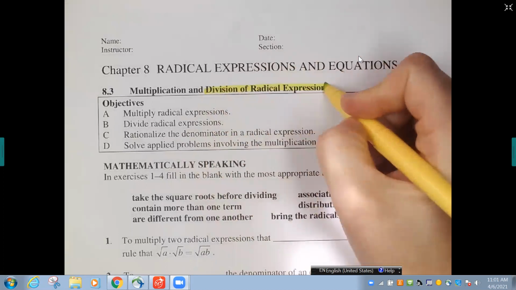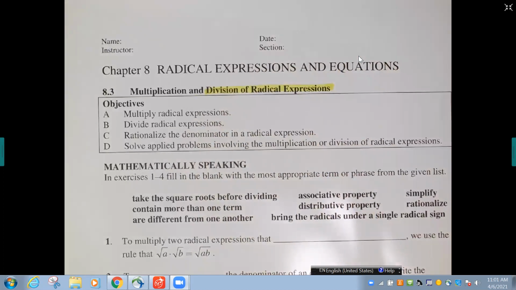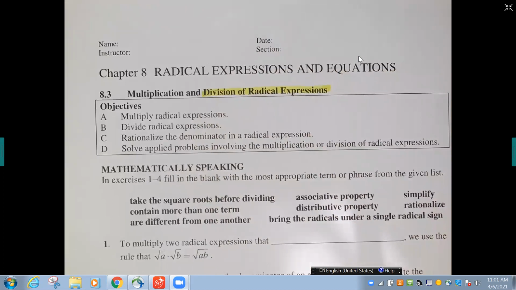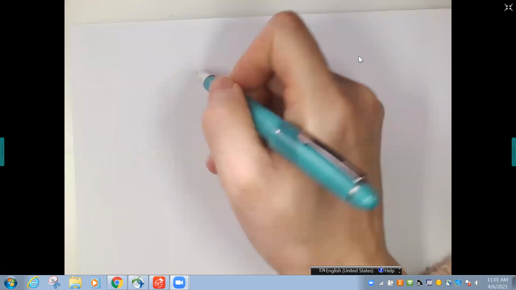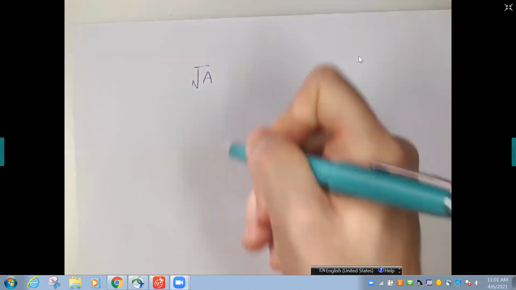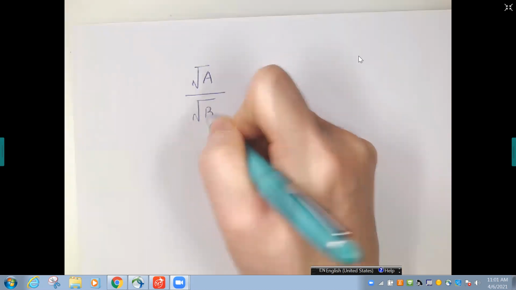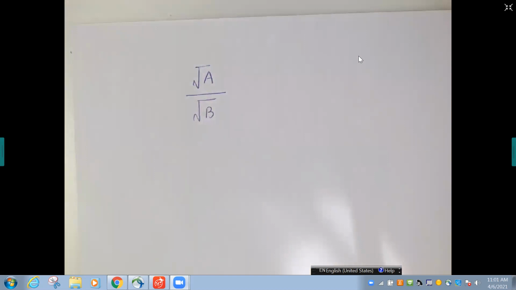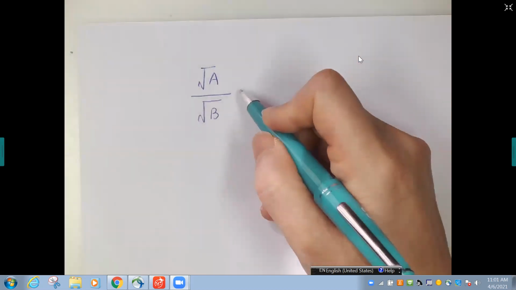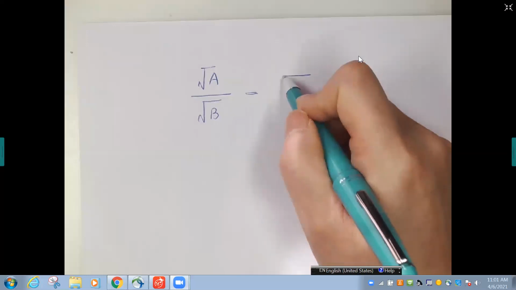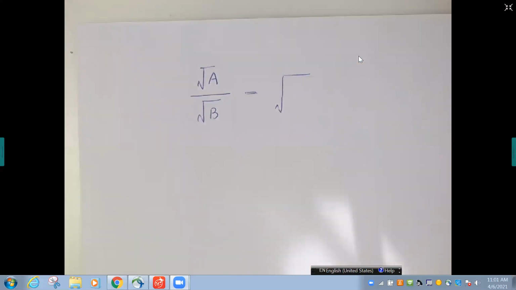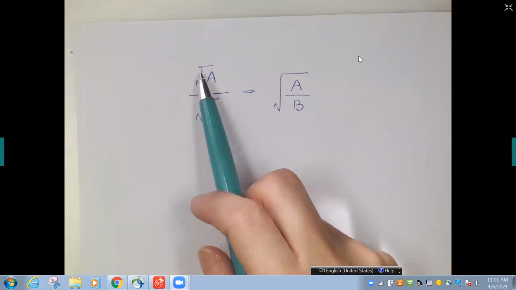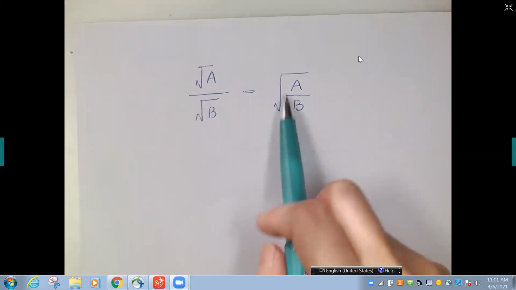Division of radical expressions. Still, we are going to look at the fundamental rule of the division of radical expressions. We have radical A, divided by another radical expression. And what is the rule? It's very similar to multiplication. We still have just one radical symbol, and then use the numerator radicand divided by the denominator radicand. So we turned two radical expressions into one radical expression.